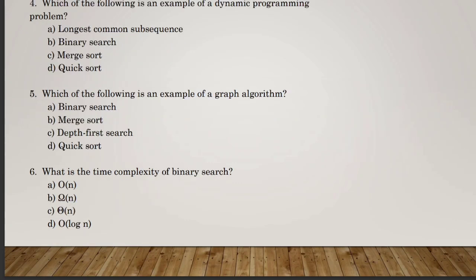Fourth, which of the following is an example of a dynamic programming problem? The answer is A, longest common subsequence. Fifth, which of the following is an example of a graph algorithm? The answer is C, depth first search. Sixth, what is the time complexity of binary search? The answer is D, order of log n.